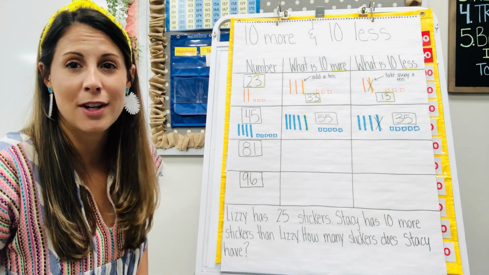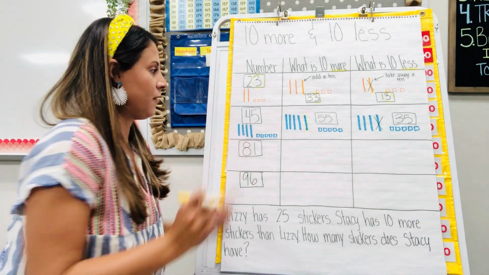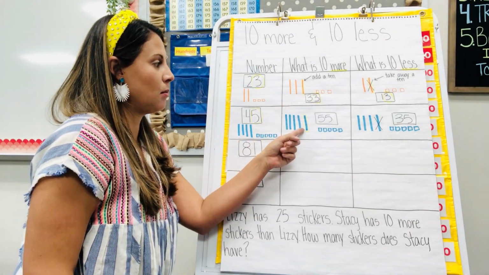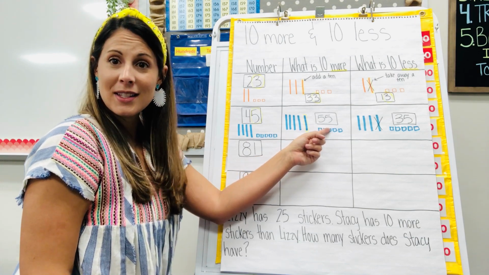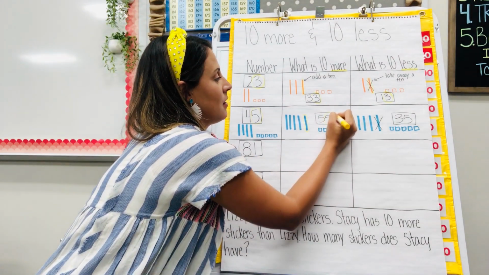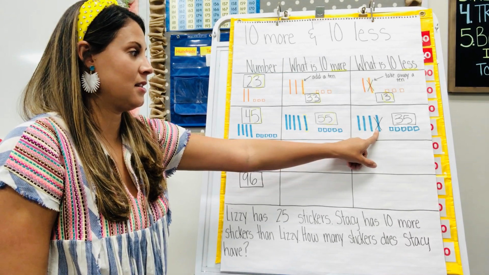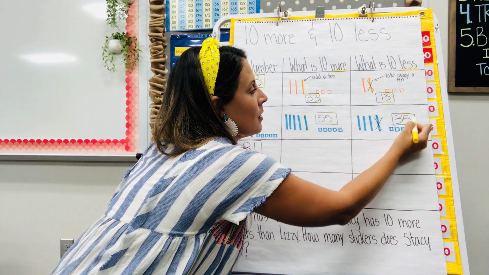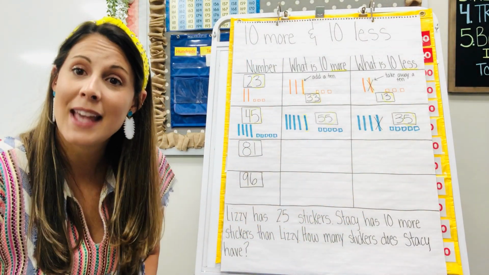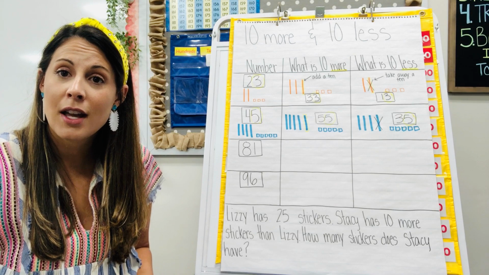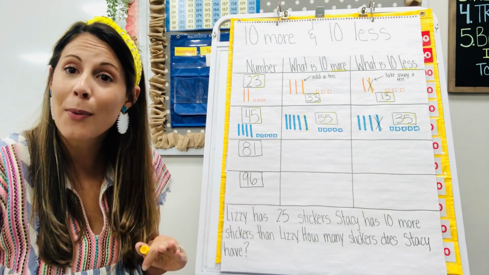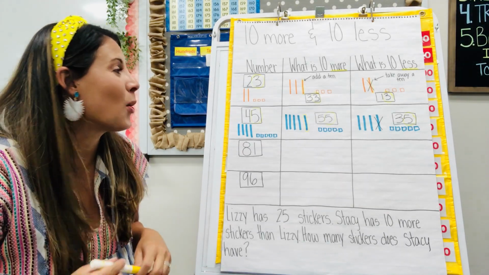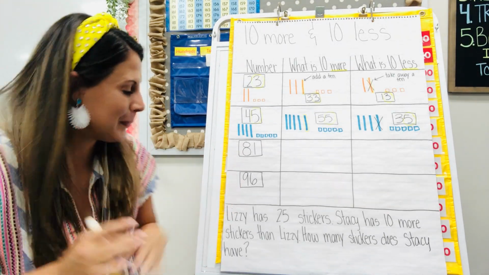Let's check to see if that's true for our second one. We started with 45. We had 5 ones. We added a 10 or 10 more. Did we change our ones? And in this column, we took away a 10. But did our ones change? No. So when you're doing 10 more or 10 less, all you do is you add a 10 or take away a 10. Super easy, guys. I know you're getting the hang of it. Our ones place stays the same.